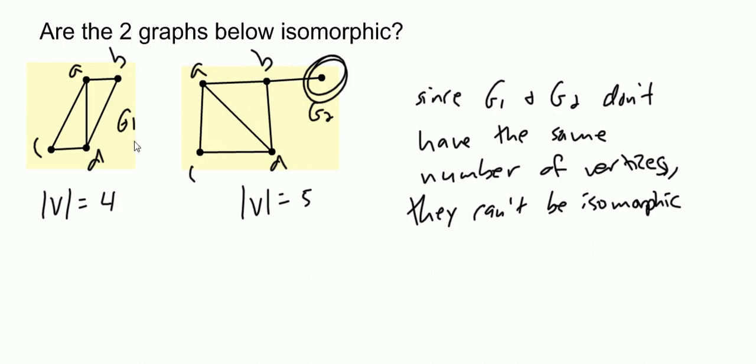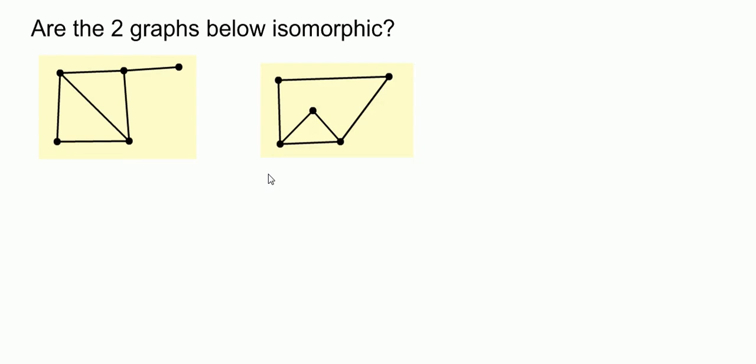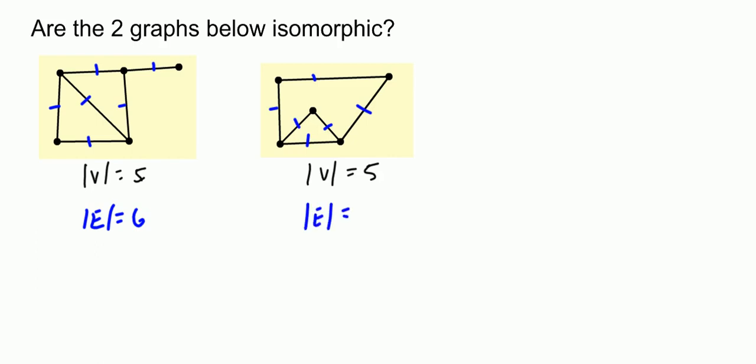Okay? It's not often that you're going to come across this, but these are the easy cases to rule out. Now in a case like this, we do have 5 vertices here, and we do have 5 vertices over here. So now we have to go through edges. The way you count edges in a small graph like this, you can just use tick marks. 1, 2, 3, 4, 5, 6. The number of edges here is 6, and over here you can go 1, 2, 3, 4, 5, 6, so the number of edges is 6. So we have the right number of vertices and the right number of edges. We at least have a chance.